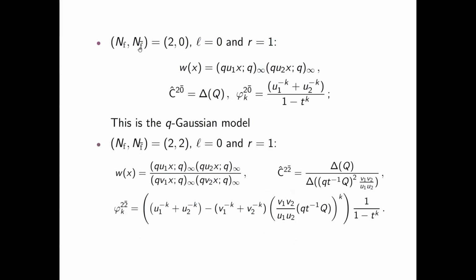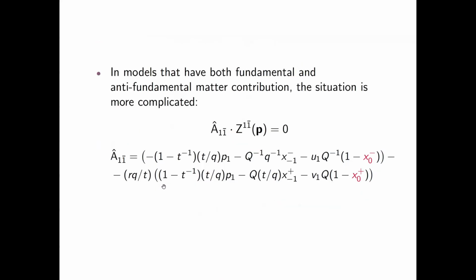Important examples are with two matter multiplets. So this is 2, 0. It's the analog of the Gaussian model, the Q Gaussian model. And then this 2, 2 model, which is the generalization of Penner models or something like this. This is the potential over here, and this is the superintegrability formula. And in all cases, it's proved in the same way.